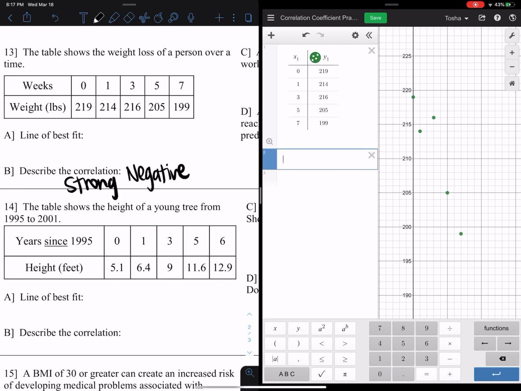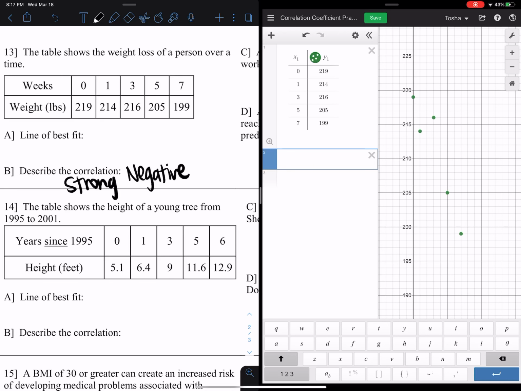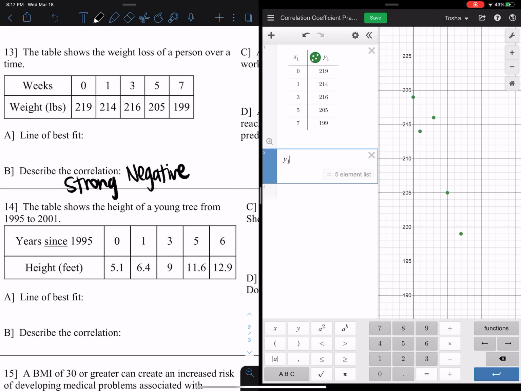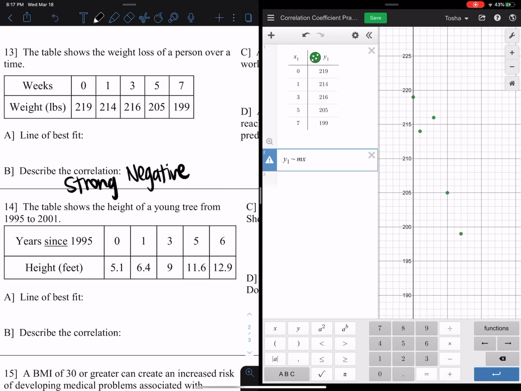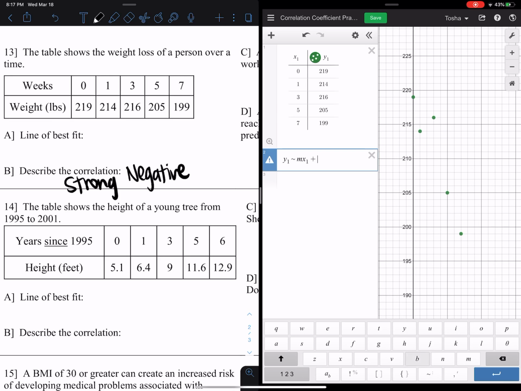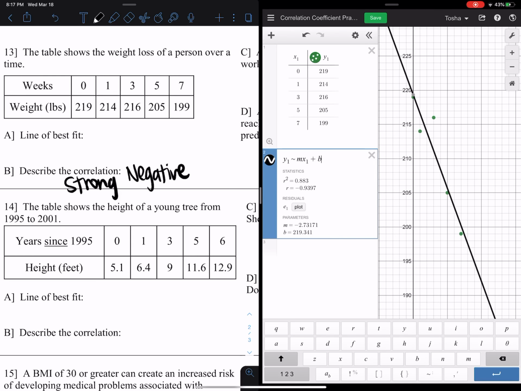So remember, when we want to put the regression line on there, we say y1, and then we don't do equals because we're not telling it what the line is, we want it to approximate it. So we're saying y1 is approximately equal to mx1 plus b, and that pops up with all of our information that we need. It gives us the correlation coefficient and m and b.